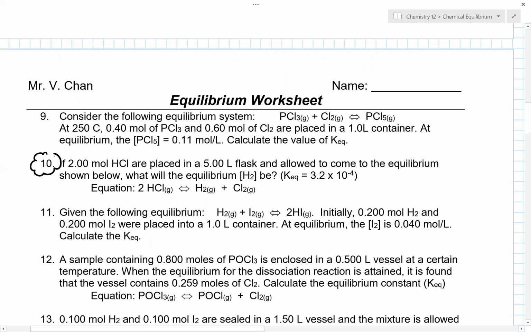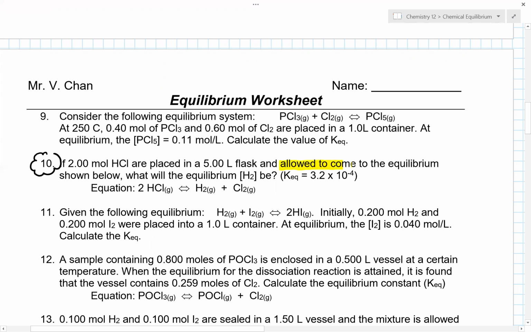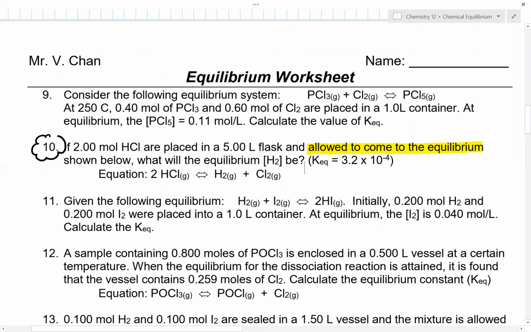Okay, it says if 0.2 moles of HCl were placed in a 5-liter flask and allowed to come to equilibrium shown below, what will be the equilibrium concentration? Now, the key thing is this. Notice the word, it says allowed to come to equilibrium. Because it says it's allowed to come to equilibrium, that means that this 2 moles in a 5-liter flask is the initial concentration. Again, you need to take a look at the wording and that will help you out.